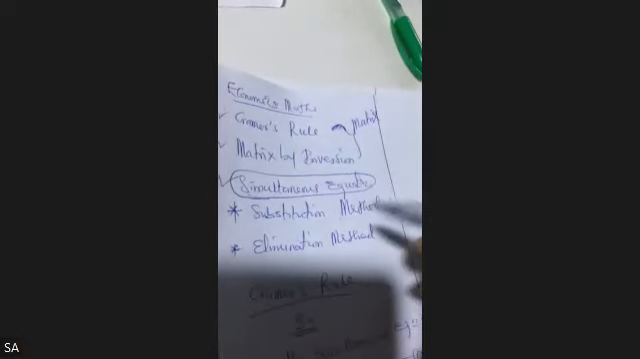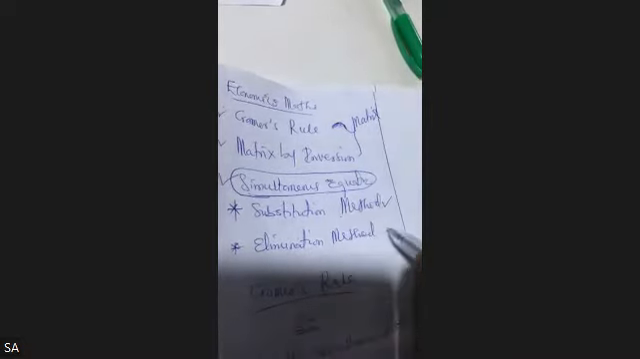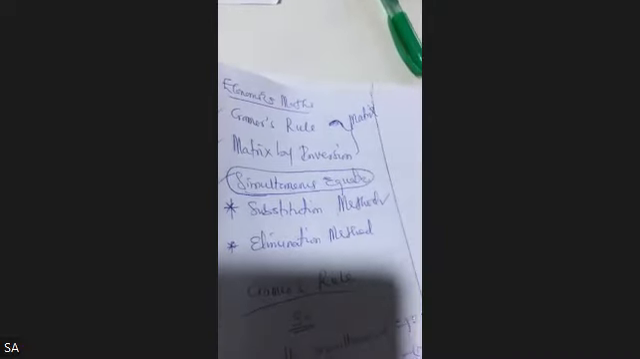However, the substitution method and the elimination method can be used to solve simultaneous equations. A simultaneous equation itself can be converted into matrix form, and then you can use either Cramer's rule or matrix by inversion.